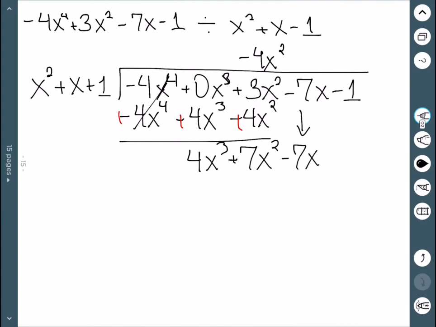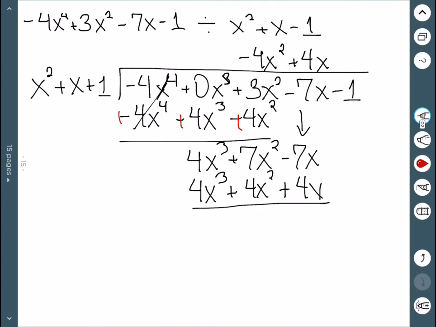x squared times what is 4x cubed? Well, we would need a 4 and another x. 4x times x squared is 4x cubed. 4x times x is 4x squared, and 4x times 1 is 4x. Once again, we want to subtract, so we'll change the sign all the way through. 7 minus 4 would be 3x squared minus 11x, and we bring down the 1.